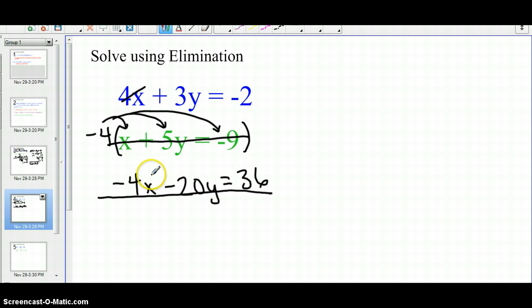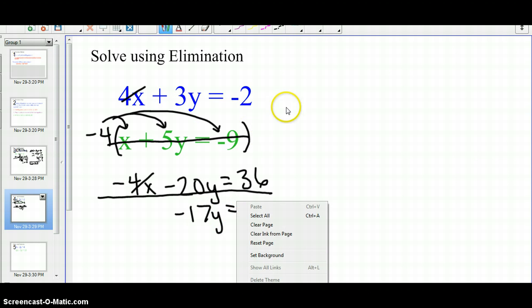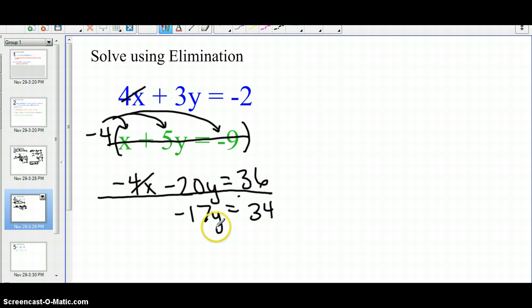So your x's are going to cancel each other out. 3y minus 20y is negative 17y. Negative 2 plus 36 is 34. Now it's one step to get that y all by itself, so I'm going to divide by negative 17. So y equals negative 2.